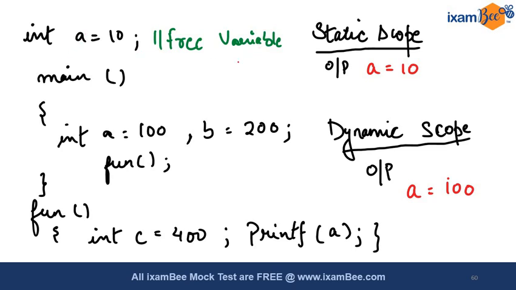This is a free variable because it is not defined within the boundary of any particular function. That's why it is called a free variable. That means it has a global scope. Now we have the main function, and inside main we have two variables, a equal to 100 and b equal to 200, and then we are calling a function fun.